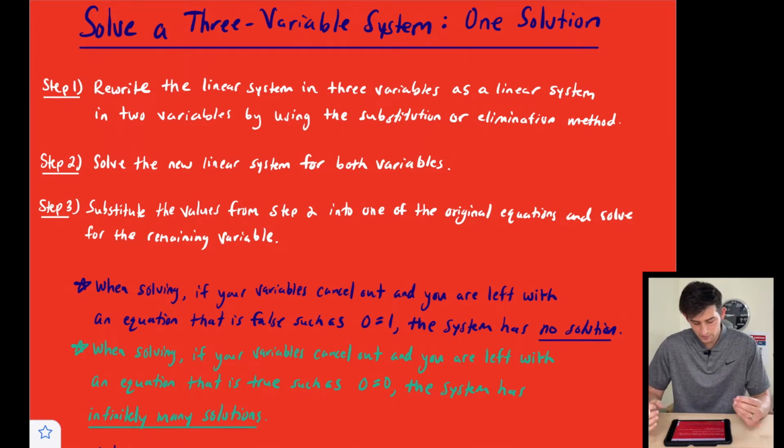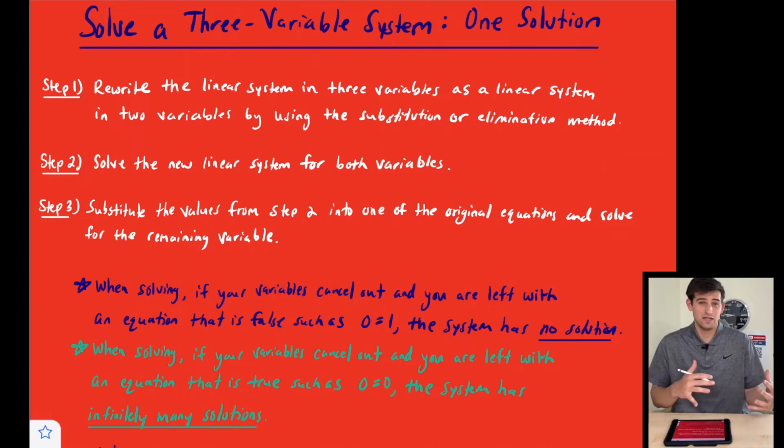So step 1, we want to rewrite the linear system in 3 variables as a linear system in 2 variables. So basically we want to use substitution or elimination to get rid of x, y, or z so that we can go from 3 equations with 3 variables to 2 equations with 2 variables. So once we have that, now step 2, solve the new linear system for both variables.